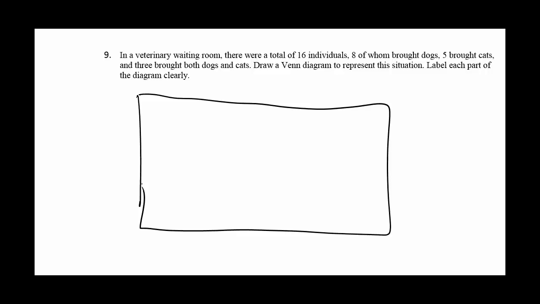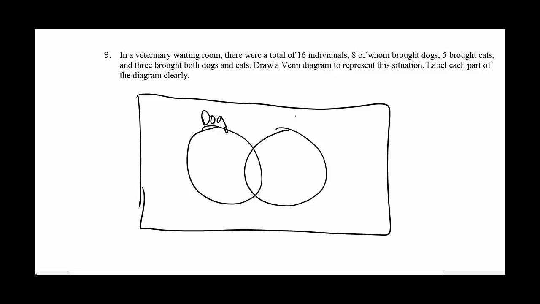Draw a Venn diagram. Okay, so as far as classifications go, how many different types of sets do we have? Well, I've got a dog set, and I've got a cat set. Now, should the cat set overlap? Do I have people that own both types of animals? And the answer is yes. All right, so there's the cat set. Now, in the entire dog circle, I got 8 of those. And the entire cat circle, I've got 5 of those.